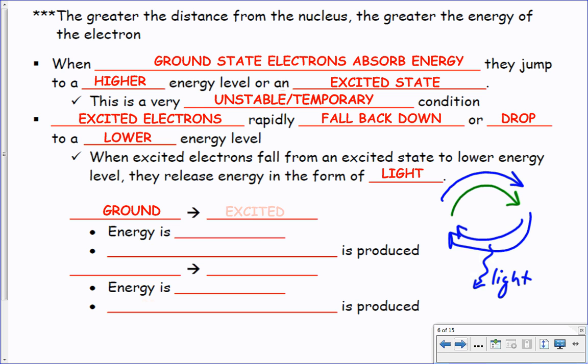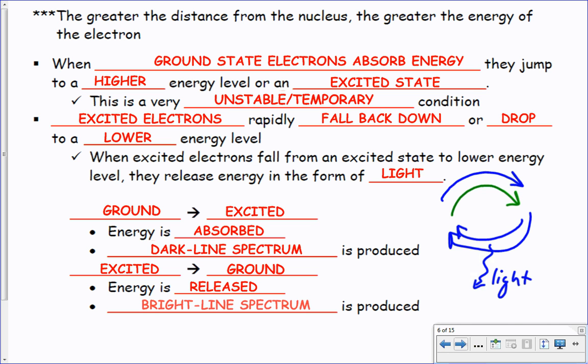So, ground to excited, energy is absorbed. This is what's called the dark line spectrum. On the first page, it was the dark one on the bottom that is produced. When I go from excited to ground, though, that's when energy is released, and this is what's called our bright line spectrum.